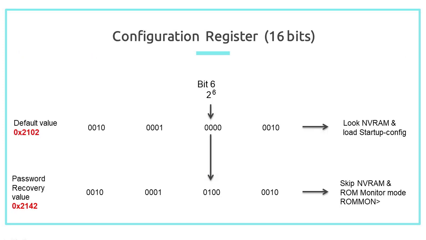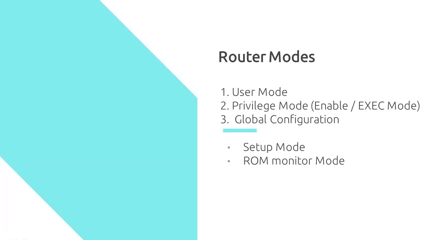Configuration register, a 16-bit value. If its value equals hex 2102, it loads the startup config file. If the 6th bit value equals 1, its value is hex 2142. In that situation, it bypasses the startup config and enters the ROM monitor mode.